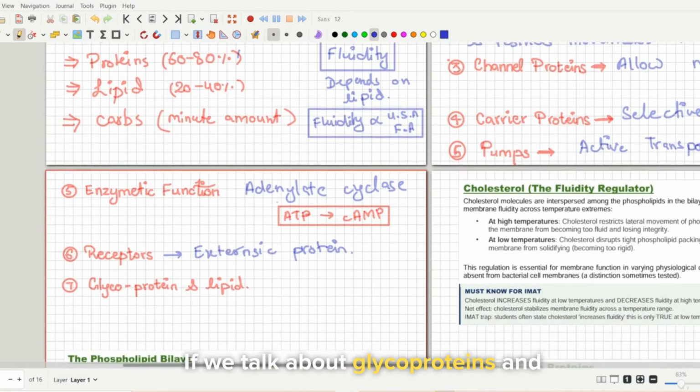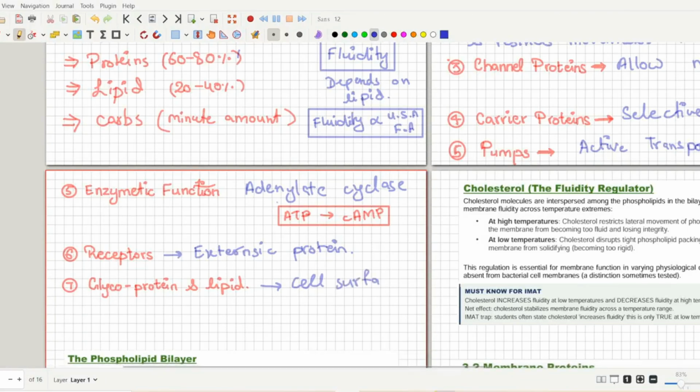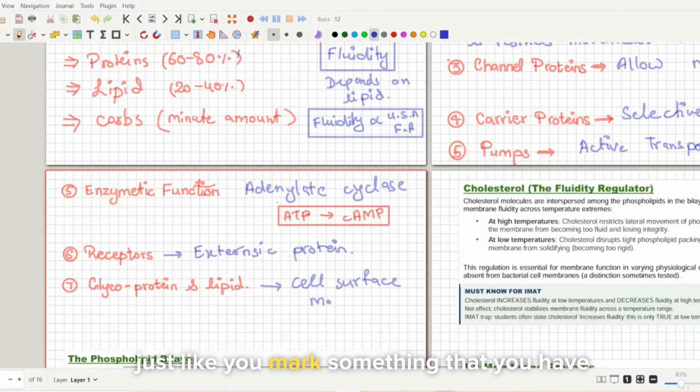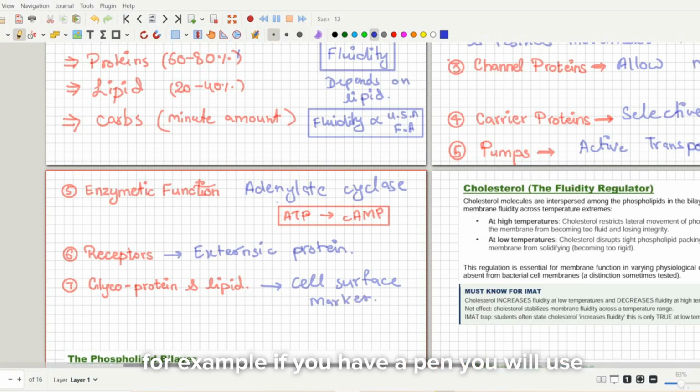If we talk about glycoproteins and glycolipids, they are also called cell surface markers. Just like you mark something that you have. For example, if you have a pen, you will use ink or scratch the pen and say this is my pen, this is my mark on it. That's how glycoproteins and glycolipids are specific cell surface markers, and they mark the cell to show that this is a cell that has a specific meaning.